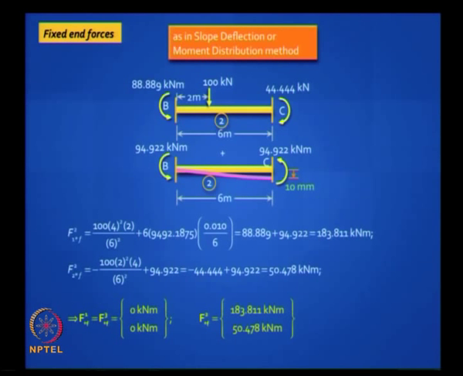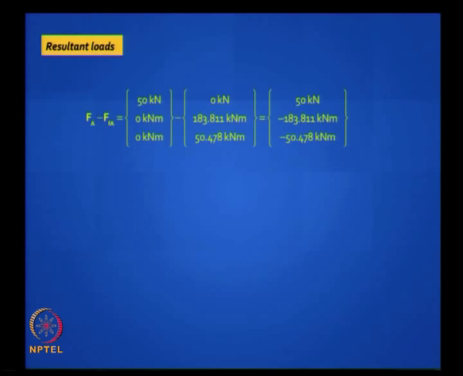So the first element and third element will have no fixed end moments because they are vertical columns. The second element will have fixed end moments caused by 2 loads. One is a direct loading 100 kilonewton, the other is the indirect loading 10 mm settlement in the right. That means clockwise chord rotation of 10 divided by 6000. Okay, so this can be done. You have got the fixed end force vector. What do you do next? You get the resultant load vectors in the same manner.